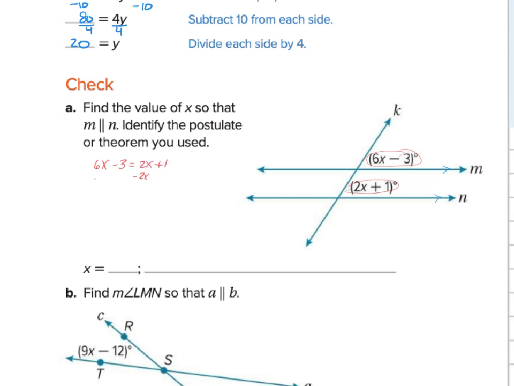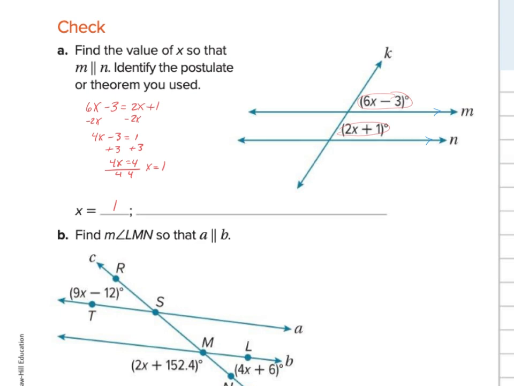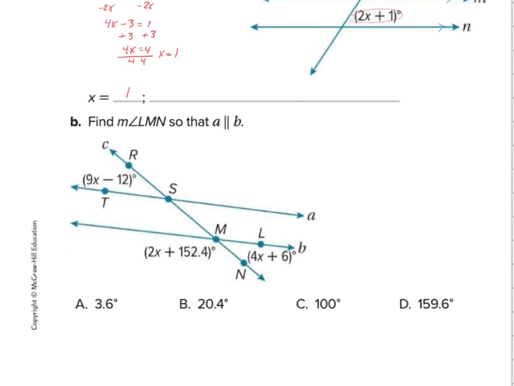Do your inverse operations, right? Subtract 2x from both sides. I got 4x minus 3 is equal to 1. Add 3 to both sides, and then 4x equals 4, divided by 4, and x is equal to 1. So if x equals 1, then these two corresponding angles would be congruent, and that would be the corresponding angles converse. Okay, but that's what we're looking at. Those would be corresponding, and I just start working with that.